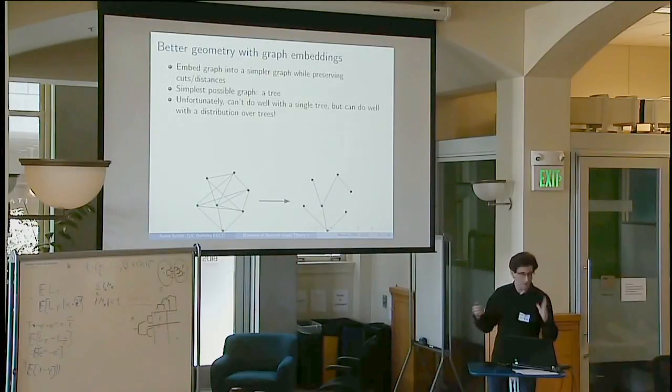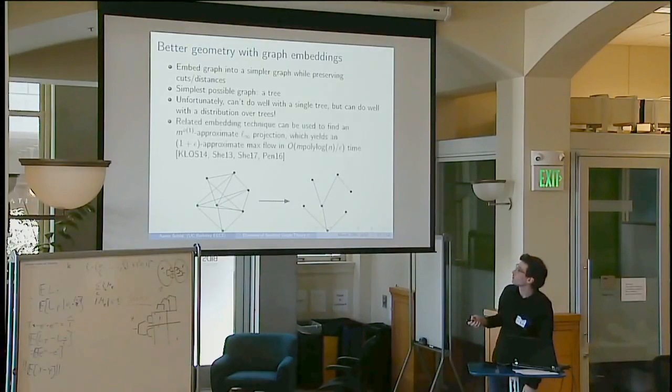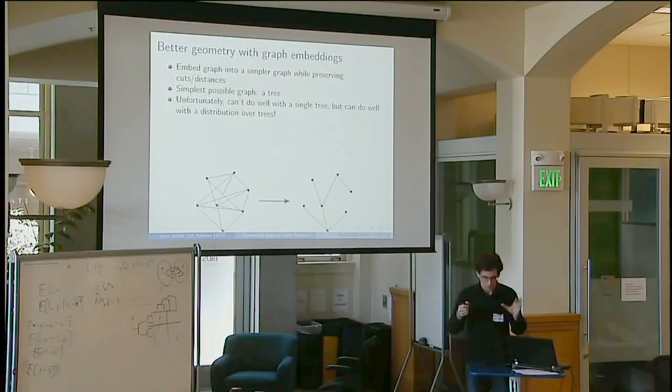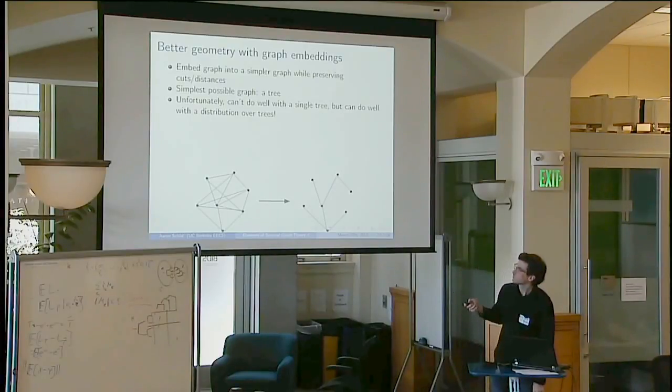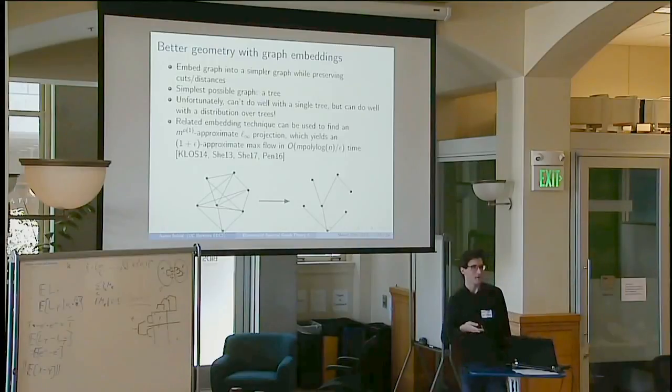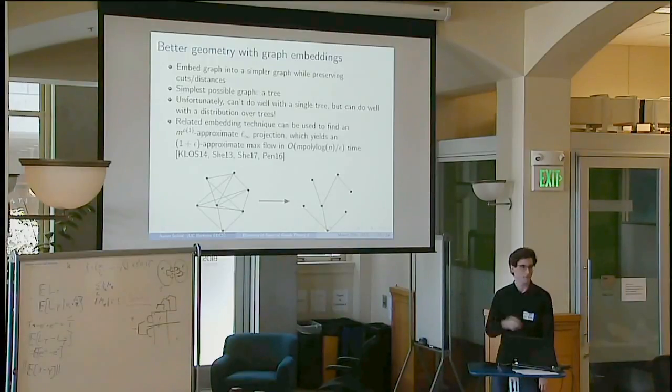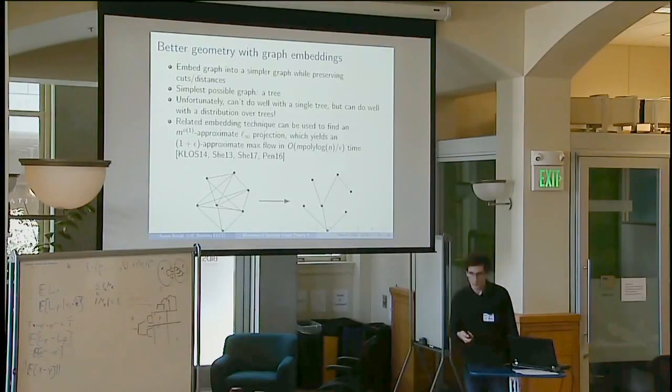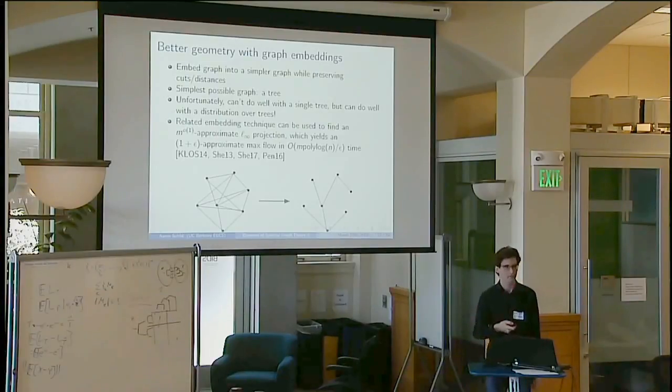And it turns out that you can show a general result of this form: given a graph G, you can embed it into a distribution over spanning trees in a way that only distorts distances by a factor of log n. And if you generalize these techniques quite a bit, it turns out that you can use them for max flow as well. You can use these techniques to give approximate max flows in almost linear time.